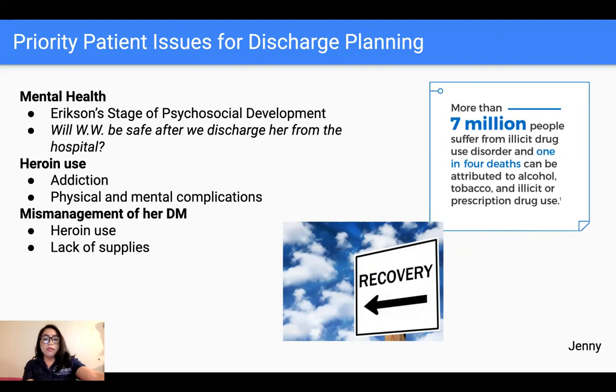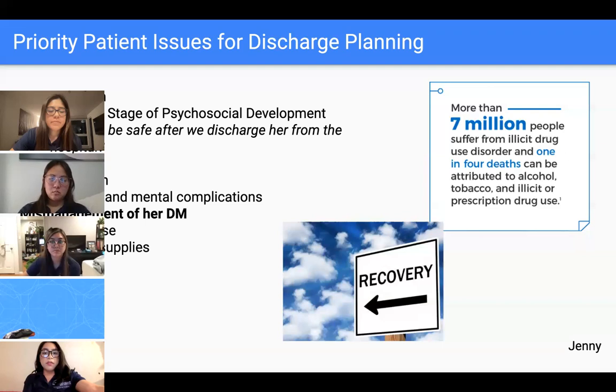According to Erikson's stage of psychosocial development, she would fall under the 7th stage, which describes generativity versus stagnation. In her case, she feels disconnected from her loved ones, her community, and society as a whole. She is not working and may lack sufficient social interaction with other individuals. It's equally important to address her mental health since it could result in increased heroin use and potential thoughts of suicide. The question we need to ask ourselves is if she will be safe after we discharge her from the hospital.